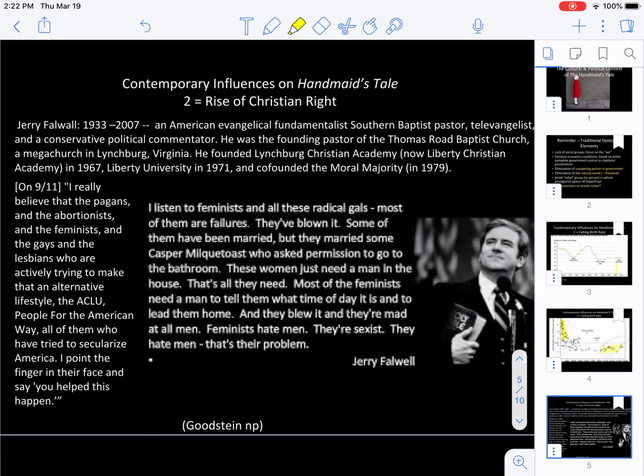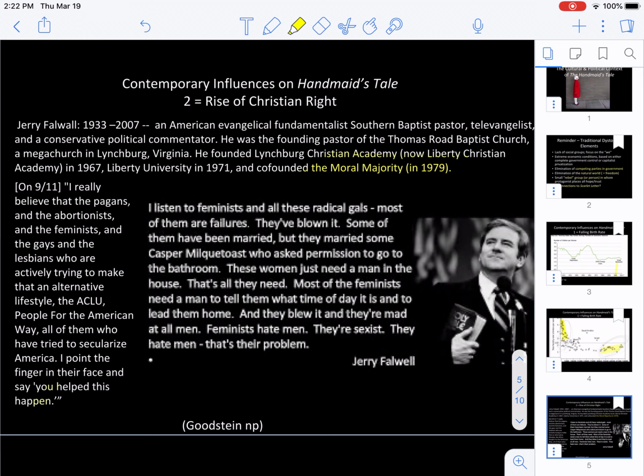The second is the rise of the Christian right as a political power. So normally Christians are just doing religion, but in the 80s, several key figures rose as more political figures as opposed to just preachers. And this is typically non-denominational Christian groups. So there's Jerry Falwell, who just died 13 years ago. He founded the Thomas Road Baptist Church, a mega church in Virginia. He also founded Lynchburg Christian Academy and co-founded the Moral Majority. So the Moral Majority is important because it's a political party based on Christian morality. So we kind of lose the separation of church and state.